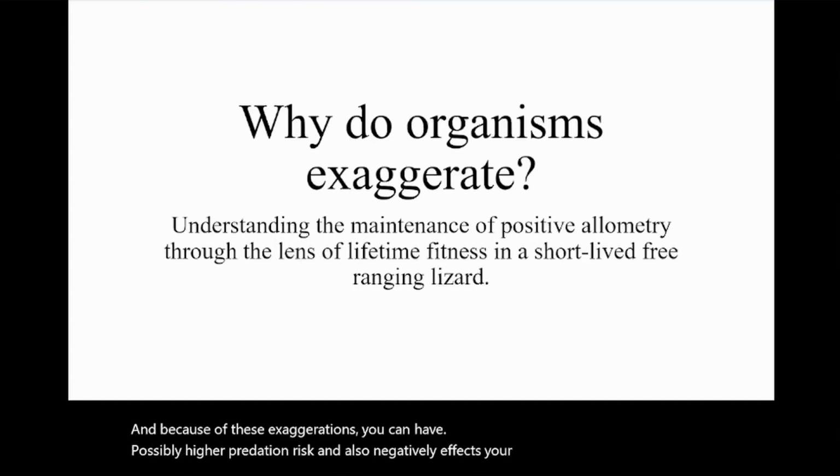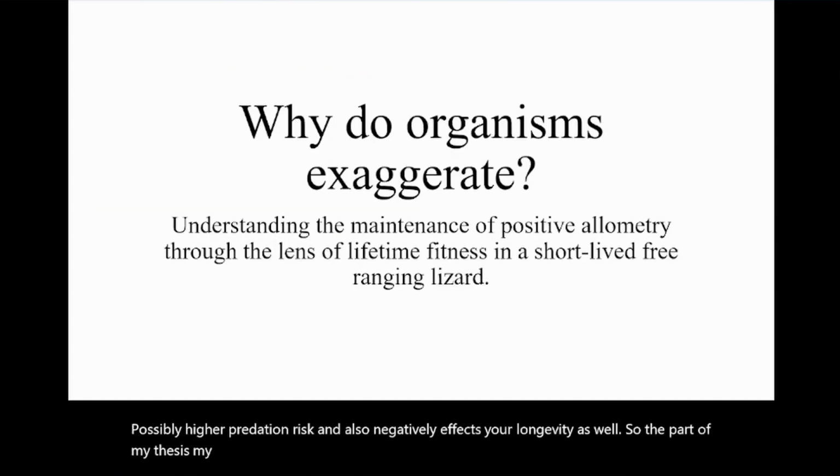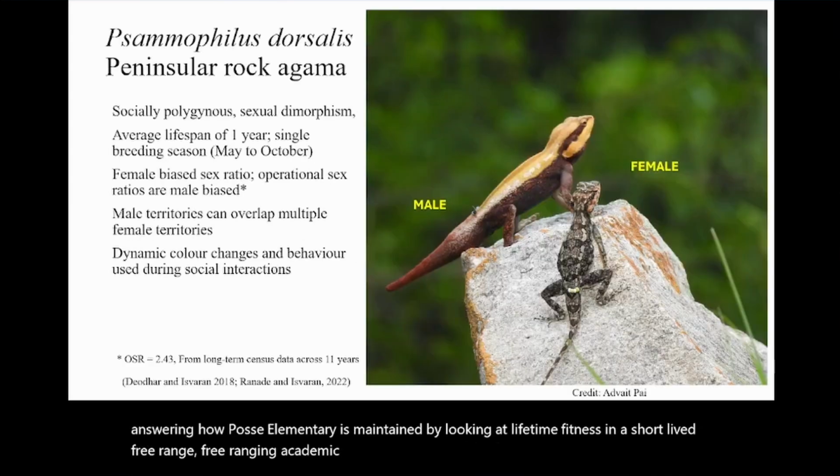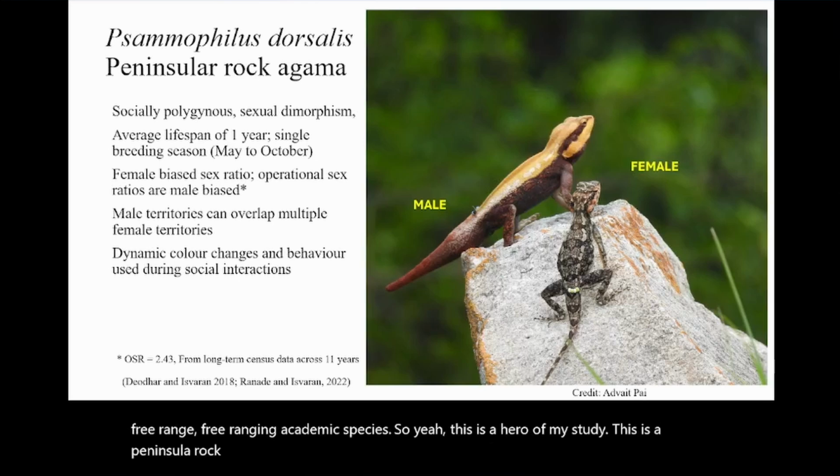So the part of my thesis essentially aims at answering why organisms exaggerate, and here I'll be answering how positive allometry is maintained by looking at lifetime fitness in a short-lived, free-ranging agamid species. So yeah, this is the hero of my study. This is the peninsular rock agama, or Psammophilus dorsalis. This is a rupicolous endemic species found in India.